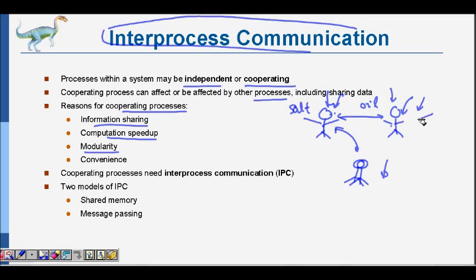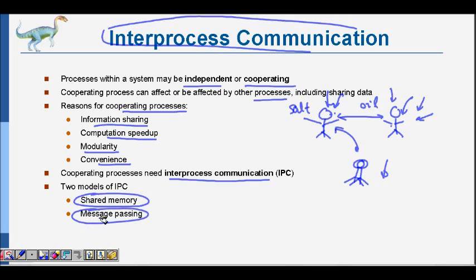Modularity also: he will be handling all the work of cleaning, let's say, and cutting vegetables, and he will be frying them on the stove. Convenience: it is convenient, people are doing different work and then they are combining. So cooperating processes need inter-process communication. Similarly, two processes trying to do some work need to communicate.